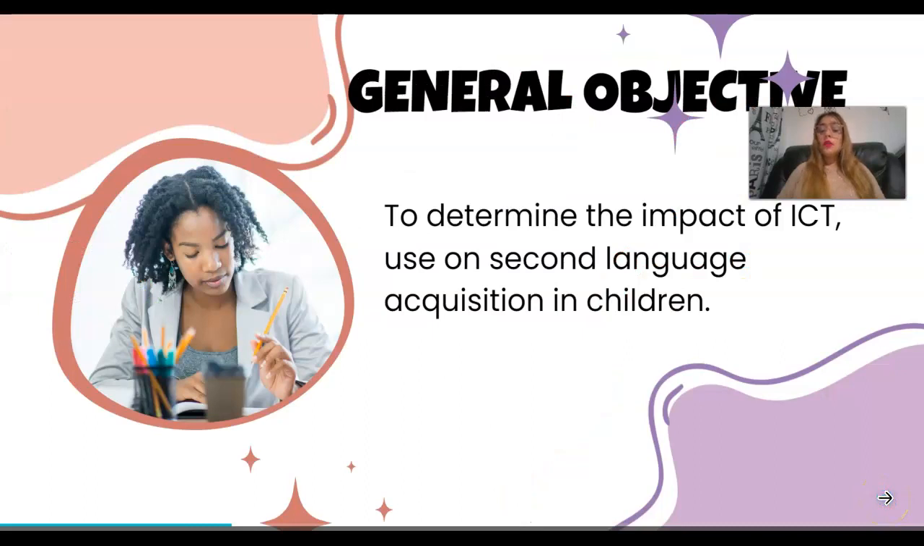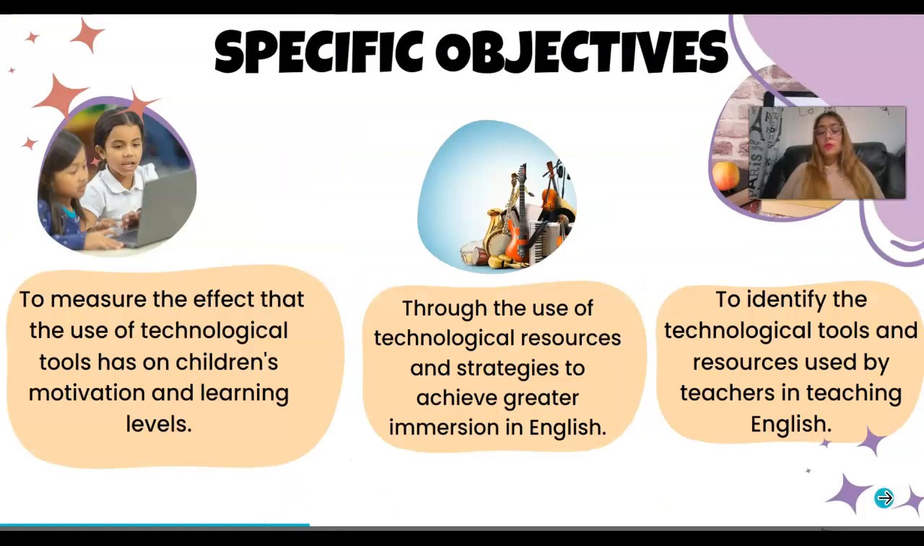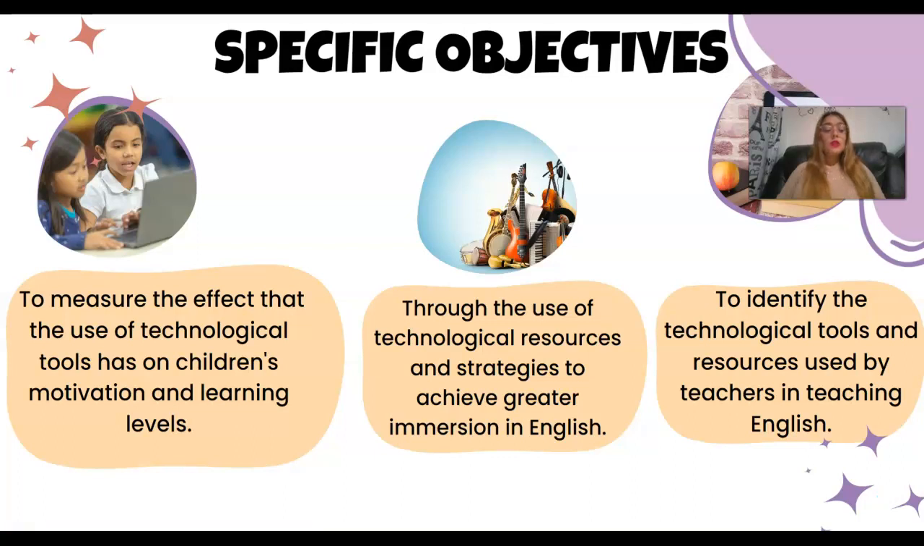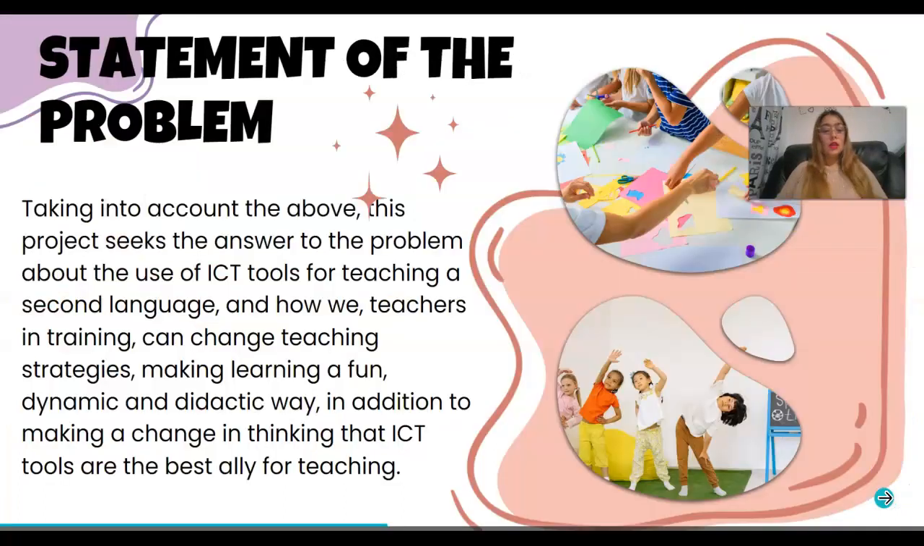The general objective was to determine the impact of ICT use in second language education for children. Specific objectives: the first was to measure the effect that the use of technological tools has on children's motivation and learning levels. The second was, through the use of technological resources and strategies, to achieve greater immersion in English. And the third was to identify the technological tools and resources used by teachers in teaching English.